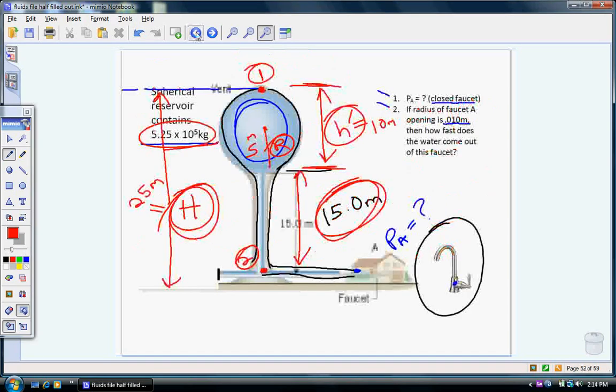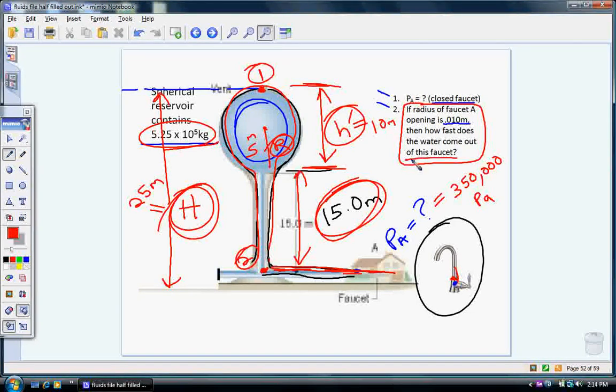And that brings us back to the second part, which was, how fast does the water come out of this faucet? Well, first of all, if the pressure here is 350,000 pascals, and you come across right here to the same exact depth, then the pressure here, right on that faucet, would also be 350,000 pascals. Same depth. That's why they build those big towers, to keep the water pressure in all of our houses.